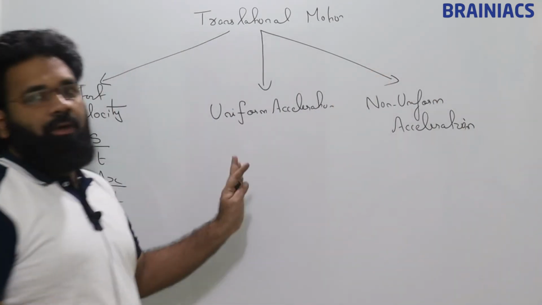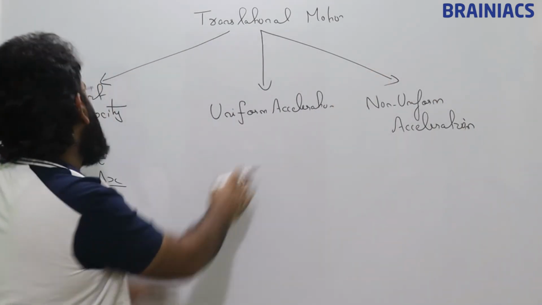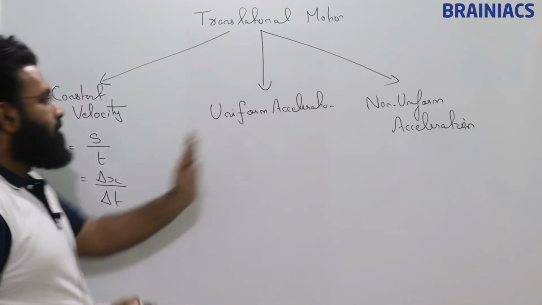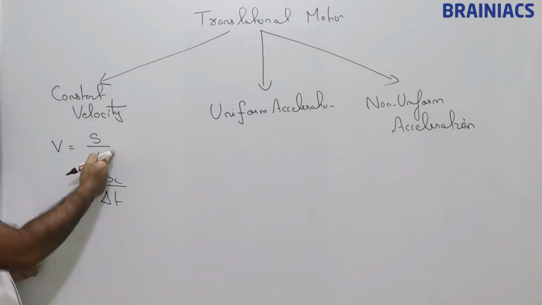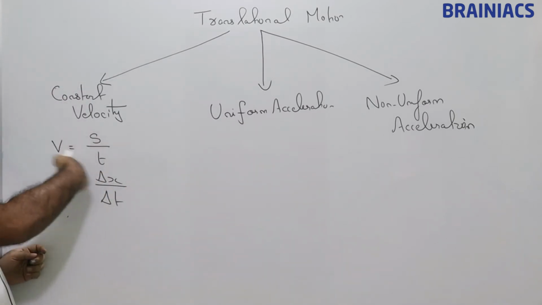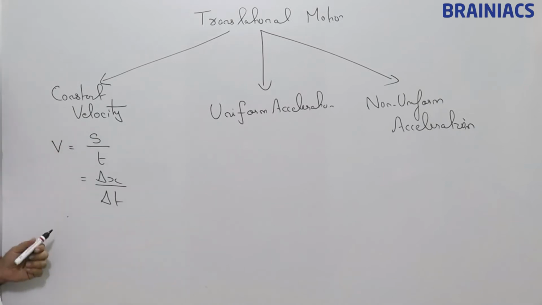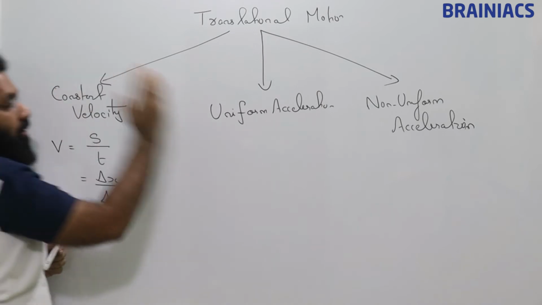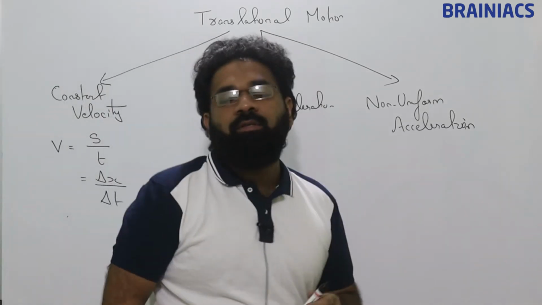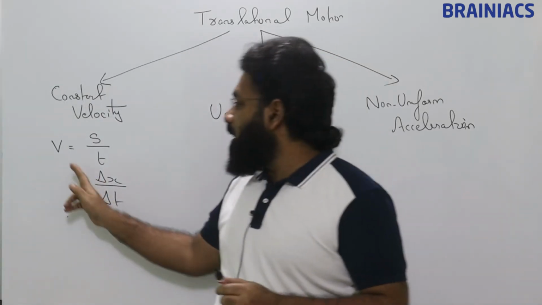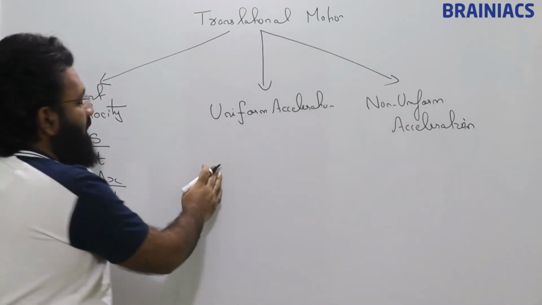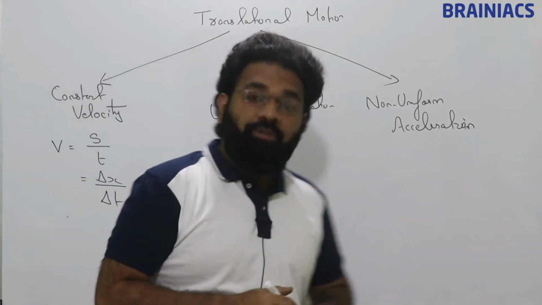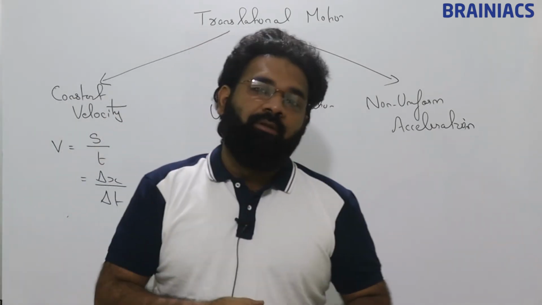Non-uniform acceleration. Okay, now here the formulas are clear. Whenever acceleration is there, v is equal to s by t, in this formula, acceleration is not at all present. So this formula cannot be used here. We can't use v is equal to s by t here. So here we use equations of kinematics. Four equations are there.